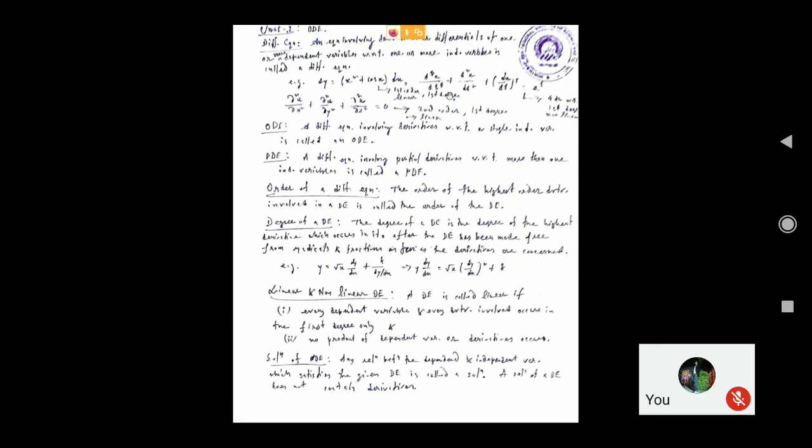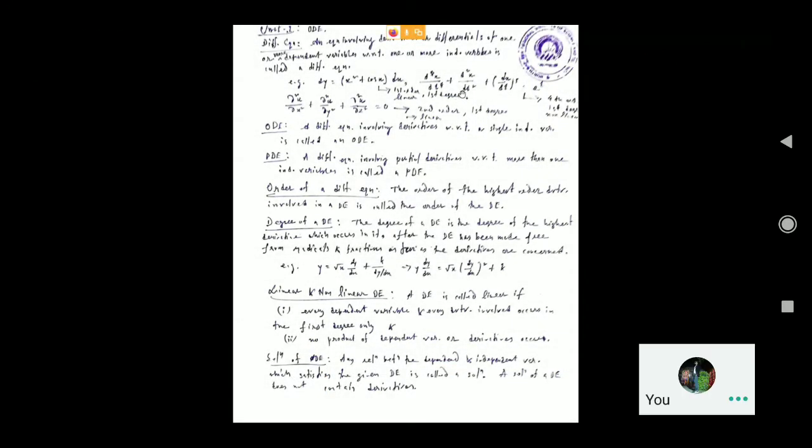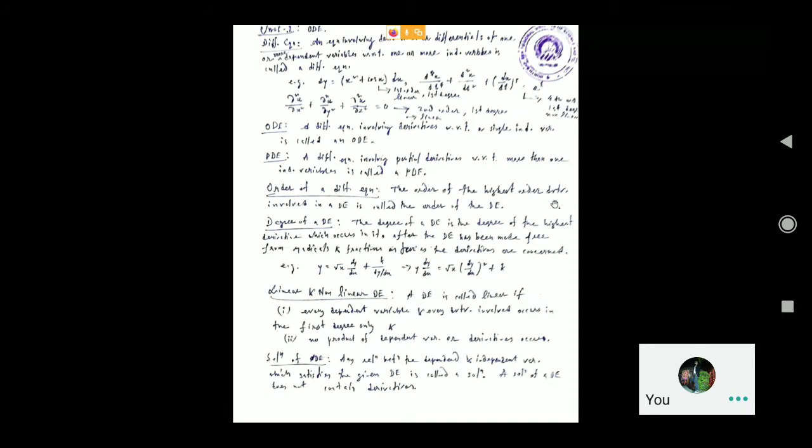Now, what is the order of this differential equation? Order is 4. How is order 1? You see, what is order? Order is the highest order derivative. The order of the highest order derivative is called the order.